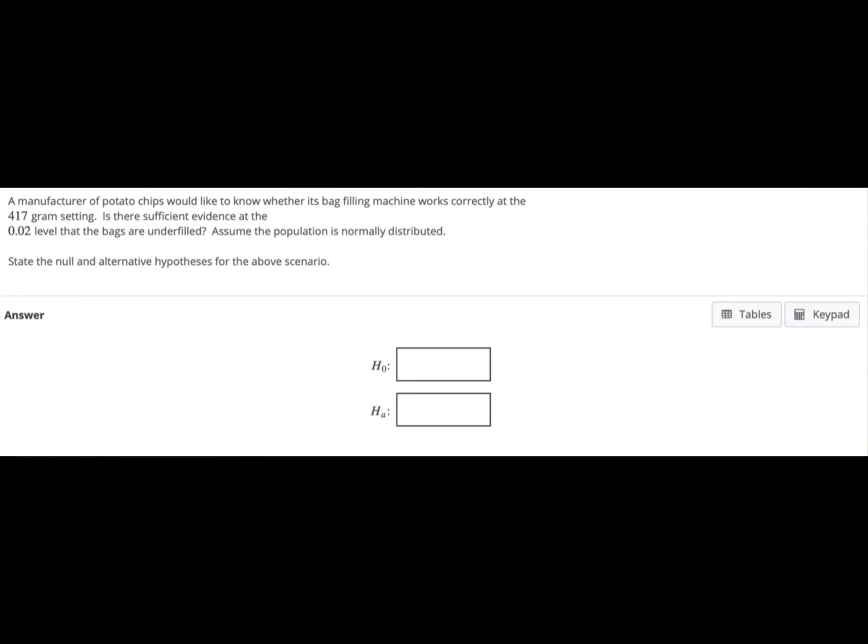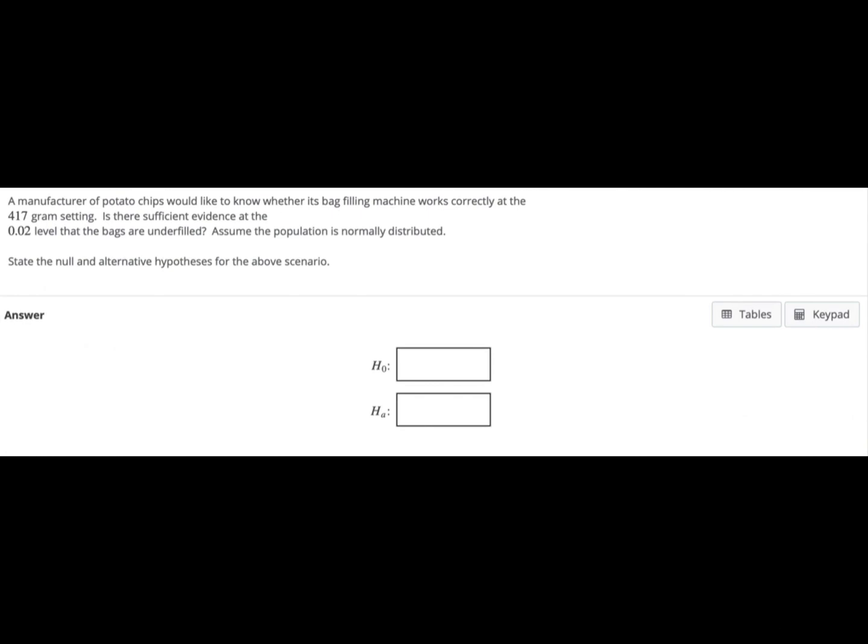Now, a lot of this problem right now may seem very weird and we don't know how to solve it yet, but what we need to do here is to state the null and alternative hypotheses for the above scenario. So it's not asking you to solve anything yet. We're going to discuss that in 11.2, but you need to be able to look at this and give me the null and alternative hypotheses.